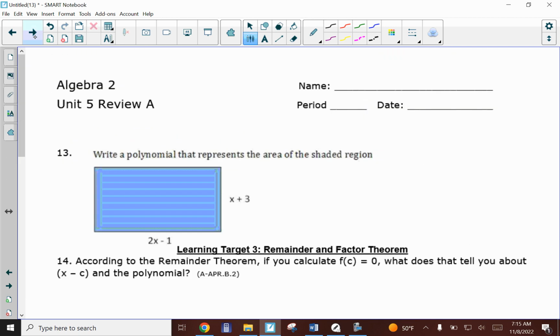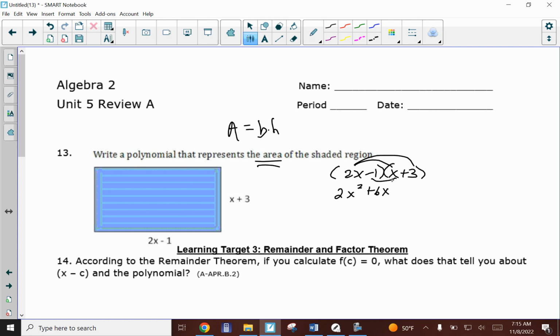Okay, the next one says, write the polynomial that represents the area. When we talk about the area of something, the area of any box is going to be the base times the height. So all we have to do is take the 2x minus 1, which is the base, and multiply it times the height. So we're going to have to distribute this, so that's 2x squared. Distribute that, and we're going to get plus 6x.